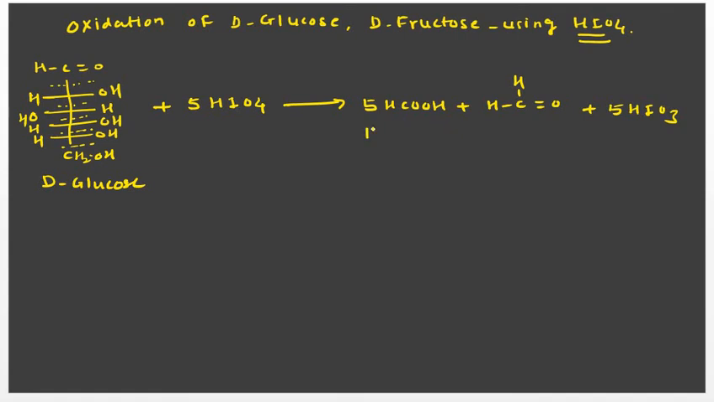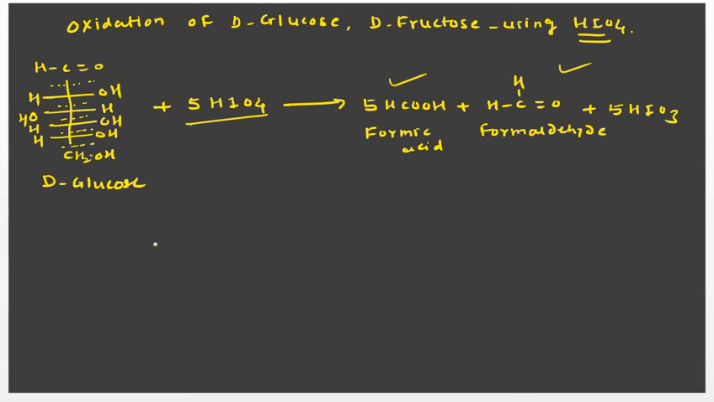So this is formic acid, you know, formic acid, this is formaldehyde. Okay, so when D-glucose is oxidized using this periodic acid, we get formic acid and formaldehyde. So very simple reaction, you just have to remember that periodic acid is a very strong oxidizing agent, so it can break down the total molecule of D-glucose.